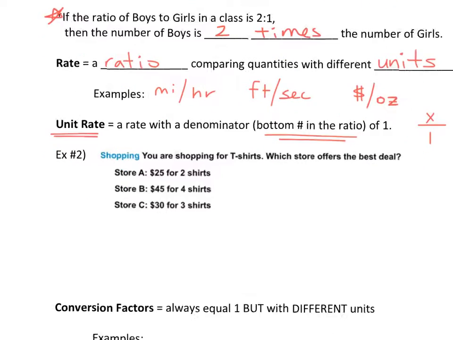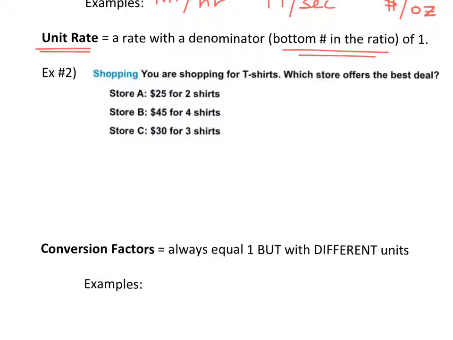So here's where I'm going to show you. Example 2 here. It says you're shopping for t-shirts. Which store offers the best deal? So if it's $25 for 2 shirts, $45 for 4 shirts, or $30 for 3 shirts, which one is the best unit rate? Now what you do is you divide. It's a rate, okay? Something divided by something. So for this first one, you're going to do 25 divided by 2. For the second one, you're going to do 45 divided by 4. And for the third one, you're going to do 30 divided by 3. Okay, so this is store A, this is store B, this is store C.